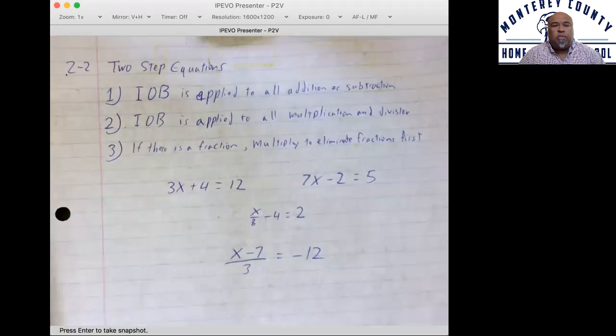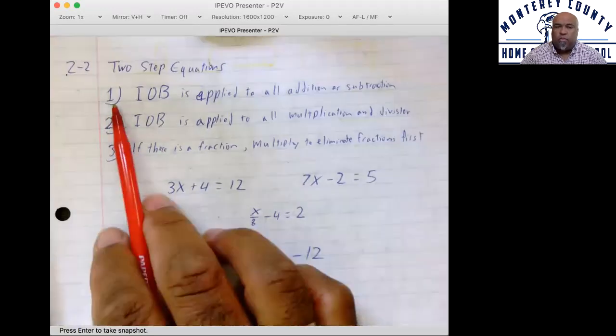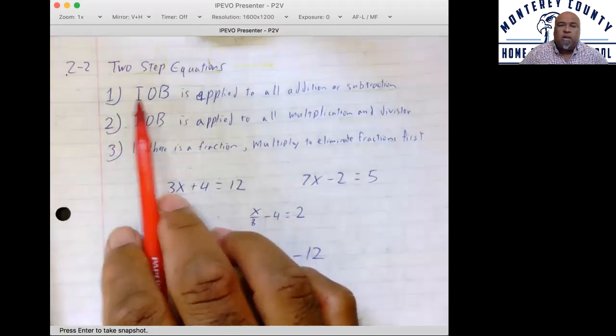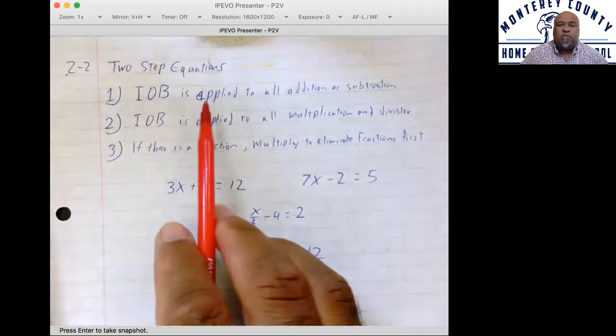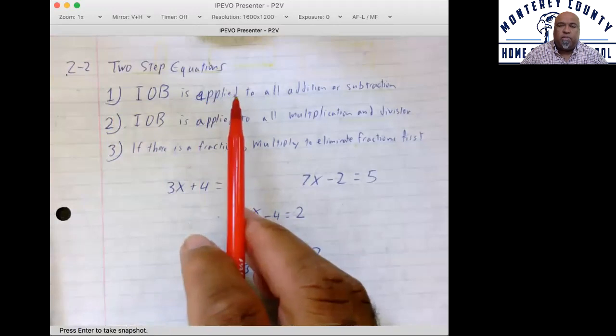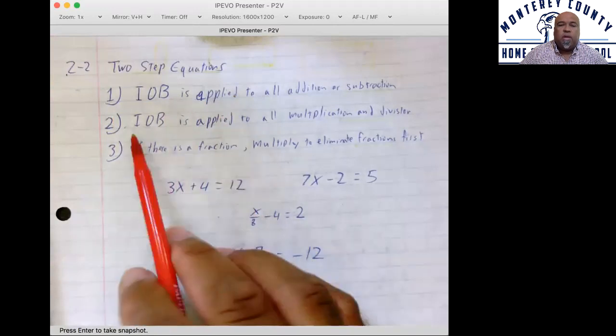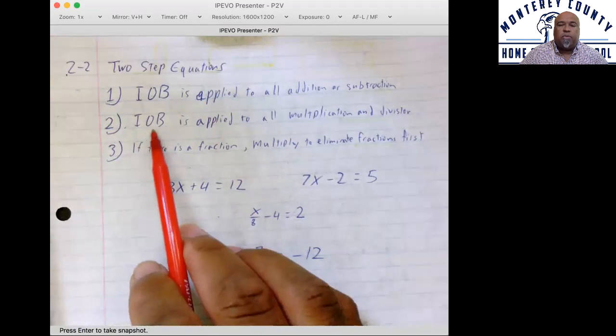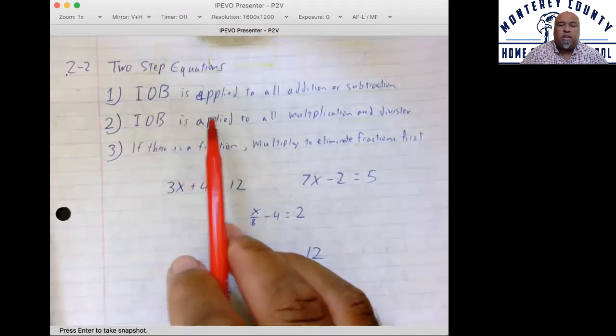So when you have a two-step equation, it goes in this order. First, IOB is applied to all addition and subtraction first. So do all addition and subtraction using IOB first. The second step, IOB is applied to all multiplication and division second.